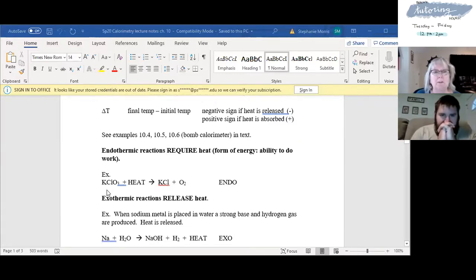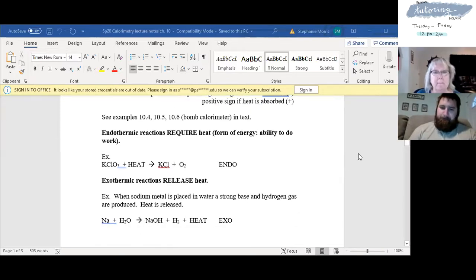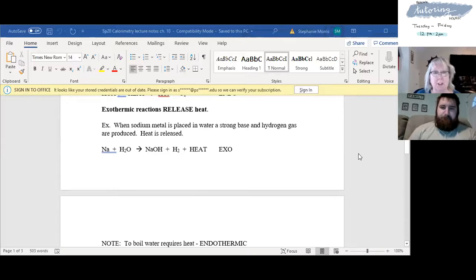One, you guys know with the oxygen lab, you had to heat that potassium chlorate. You have to heat the potassium chlorate, so heat is needed for that reaction. And then on this one, if we were in class, I would have demonstrated a small piece of sodium in water, and I would have demonstrated that heat was released. So that's an exothermic reaction.